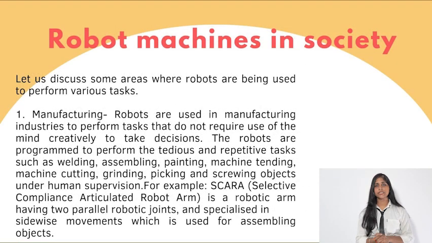Coming to our next topic, how we can use robotics in society. So let us discuss some areas where robots are being used to perform various tasks. First of all, in manufacturing, we can use robots in manufacturing any kind of products.